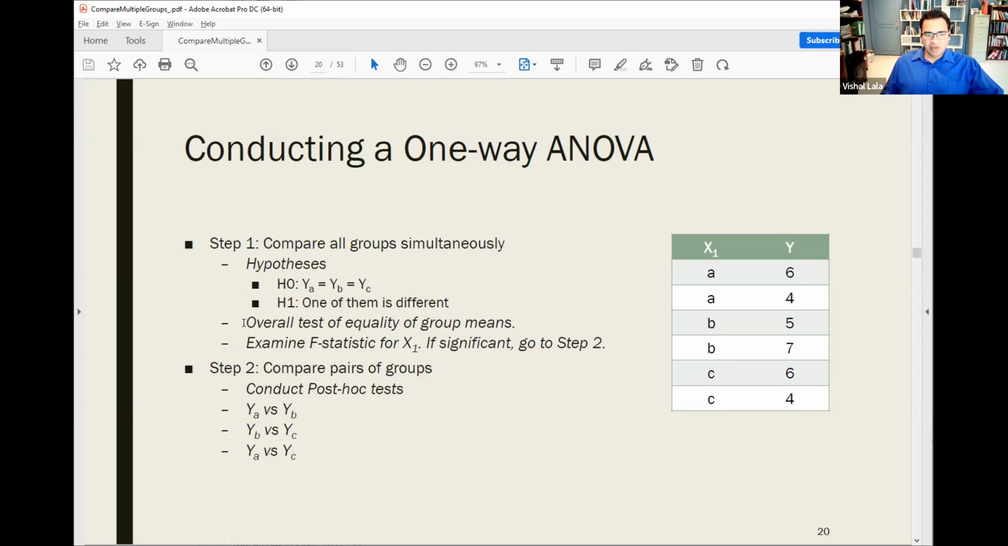We're going to conduct an overall test of equality of group means, which will then lead us to an F statistic for X1. If it is statistically significant, we'll go on to conduct pairwise post-hoc tests. Specifically, we'll contrast group A to group B in terms of Y, group B to group C in terms of Y, and finally group A to group C in terms of Y. These are post-hoc tests, thus they require certain adjustment for type 1 error rate.